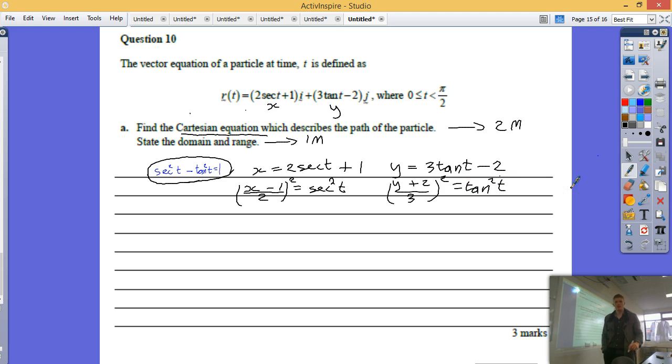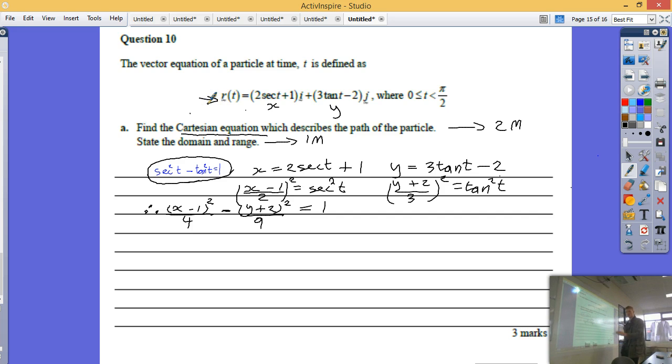Okay, now I can combine those two together using the trig identity. And therefore, I will have (x minus 1) all squared over 4, 2 squared gives us 4, minus (y plus 2) all squared over 9 is going to equal 1. And there's our equation in Cartesian form. That will be the path of the particle defined, the position defined by this position vector.